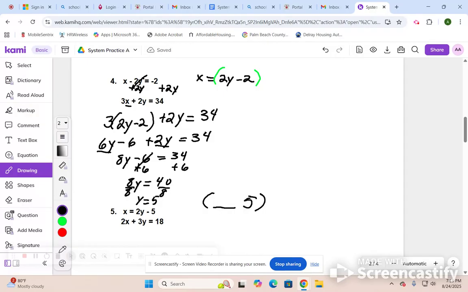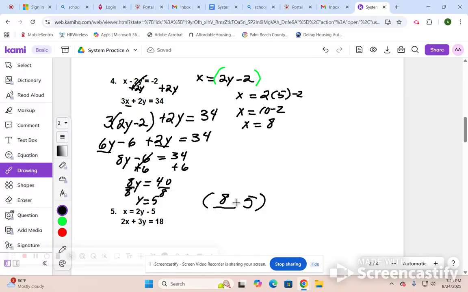We're still missing the x value. We need to find the x value. So we're going to go up right here into this equation because this equation and this equation are equivalent. Okay, so let's replace y here with 5 and solve it for x. So that's 10 minus 2, so that means x is 8.